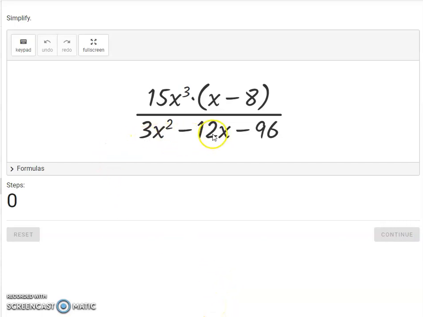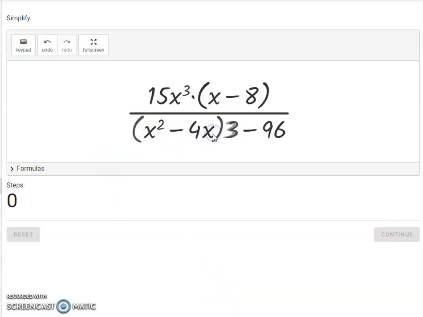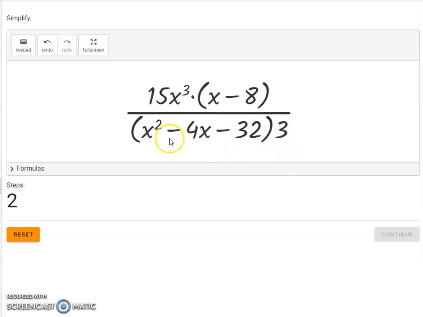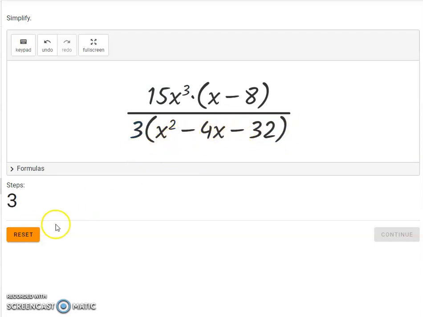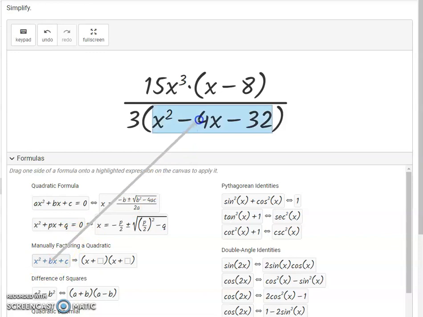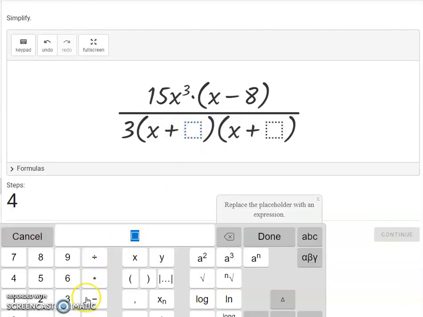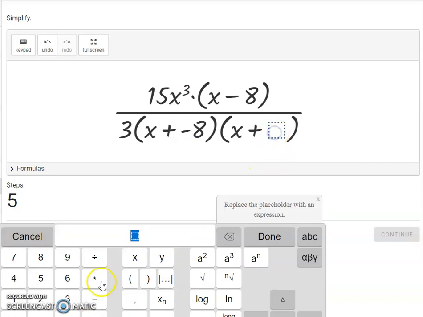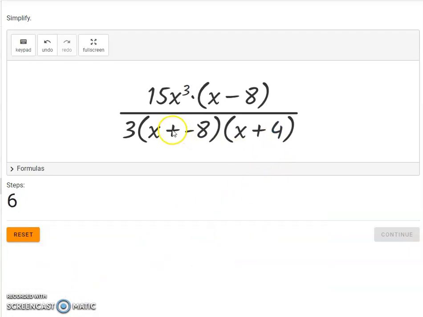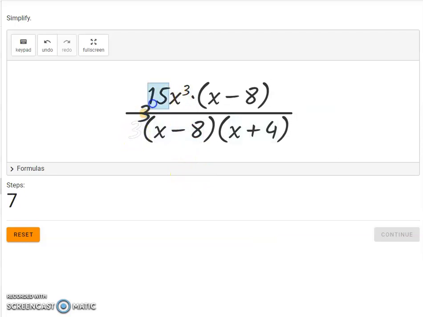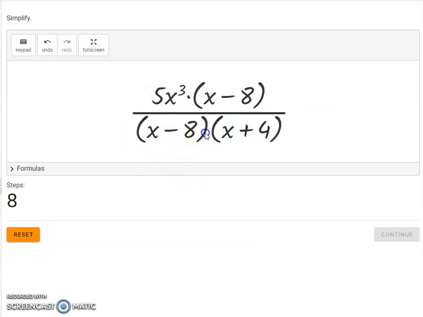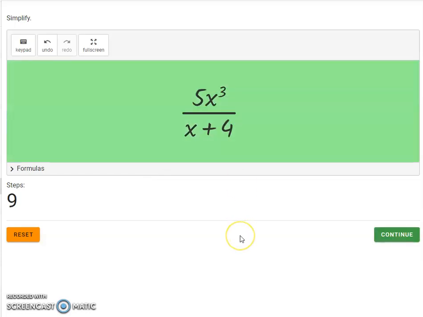And the last one, all three of these numbers have a factor of 3 in it. So again, I'm going to take the 3 and place it on top of the other two factors to pull the factor of 3 out. This is factorable, and you can get x minus 8 and x plus 4. So 15 divided by 3 is 5. x minus 8 divided by itself is 1. And so the final answer is 5x cubed over x plus 4.